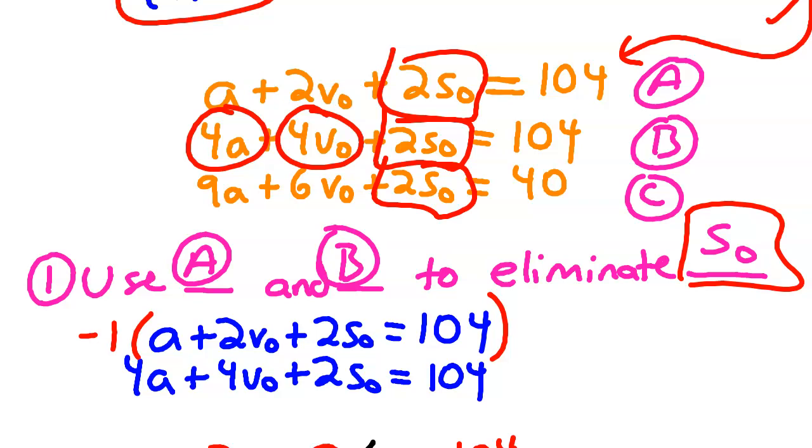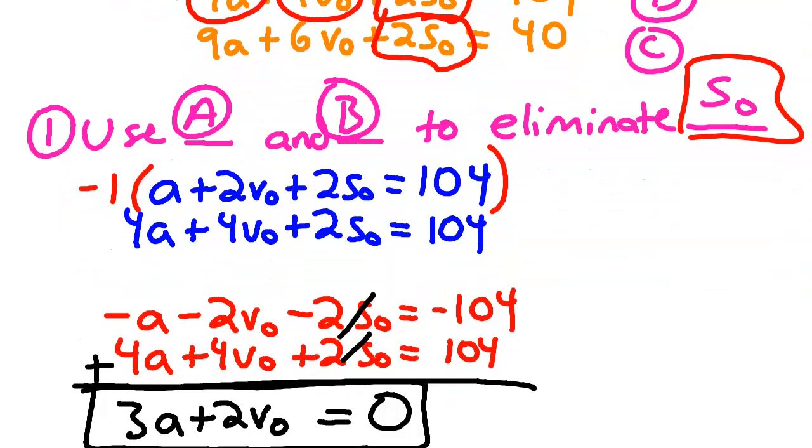I just randomly picked A and B to do that with. And so I wrote A and B here. To get s sub 0 to cancel out, I'll multiply the top equation by -1, right? And I end up getting this right here. The bottom equation stays the same, right? So this is what we get when we multiply by -1. This one we don't change, so I just copied it down.